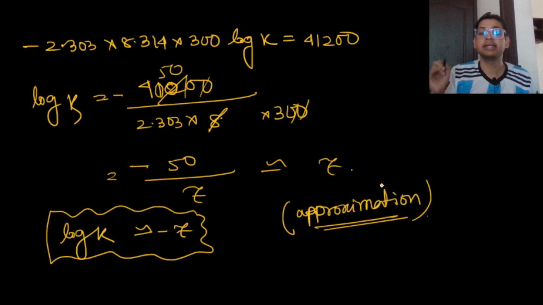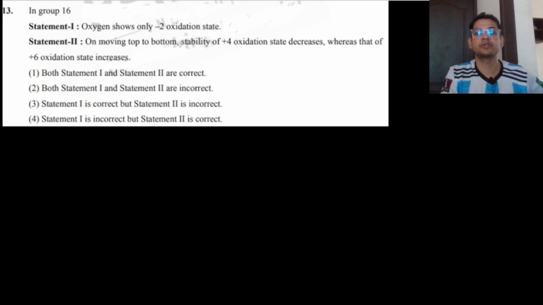And this is the thing you need to learn, how to do the calculation verbally, right? Approximation, how to take. Okay, then next question. What is the next question? Oxygen only shows -2 oxidation state. That is not a good statement, right?